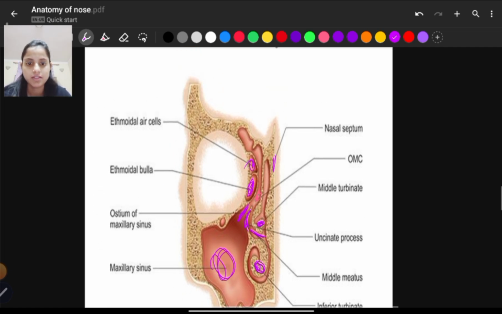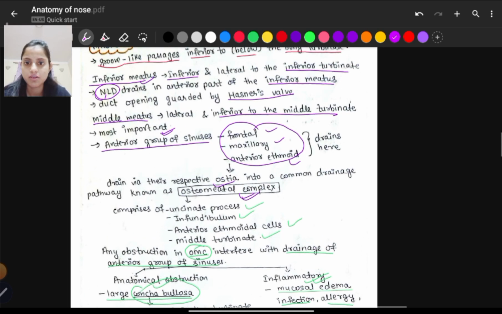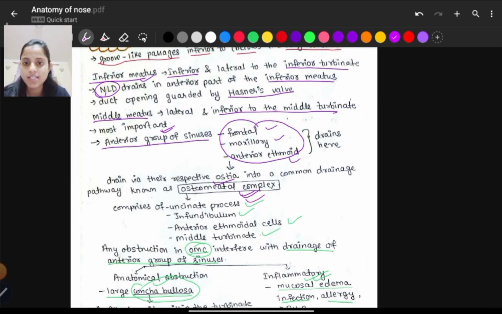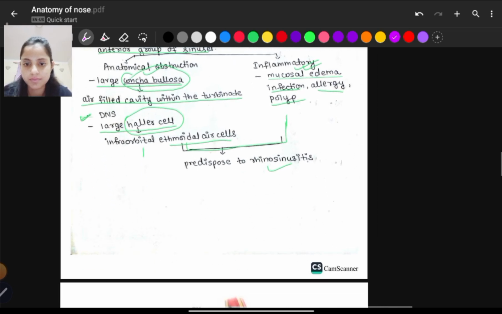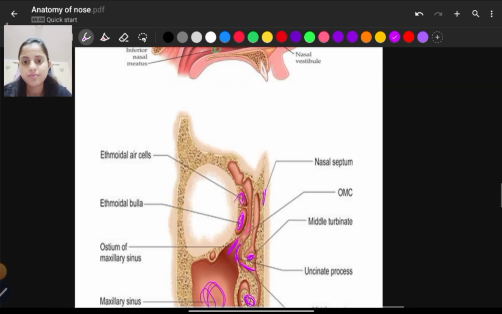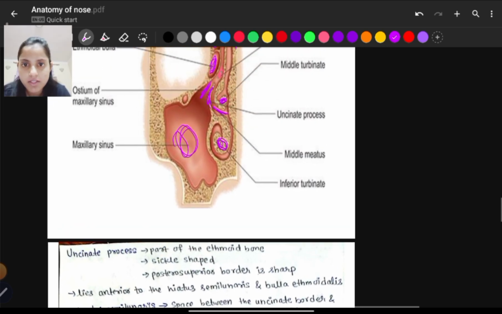So, the osteomeatal complex comprises the uncinate process, anterior ethmoidal cells, middle turbinate, and the infundibulum. The uncinate process.